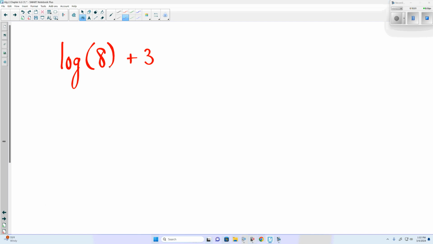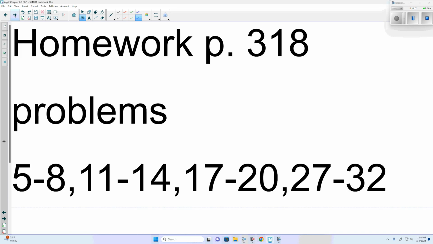I don't like the fact that that is common notation because it is confusing. But if I wanted to signify that it was both 8 plus 3, it would have to be written like this here, with the parentheses around both. But that's it.